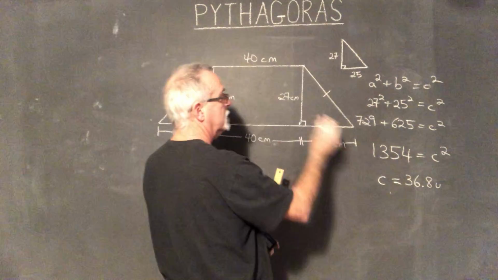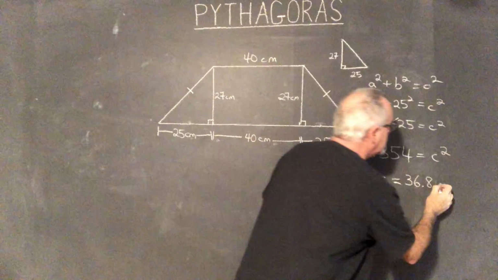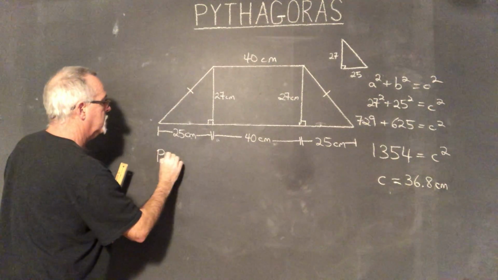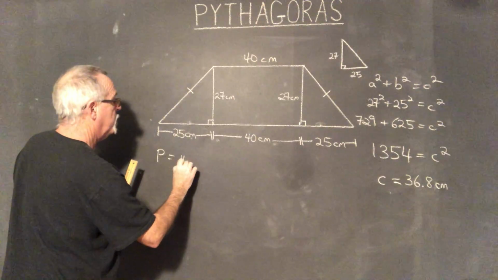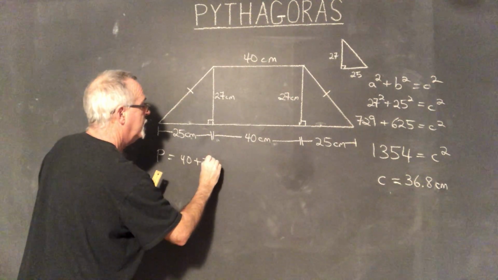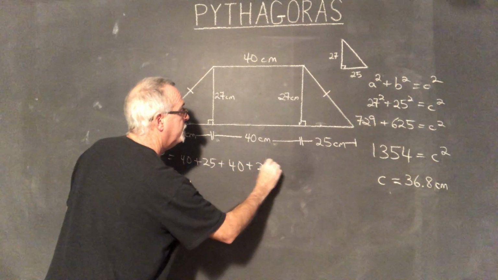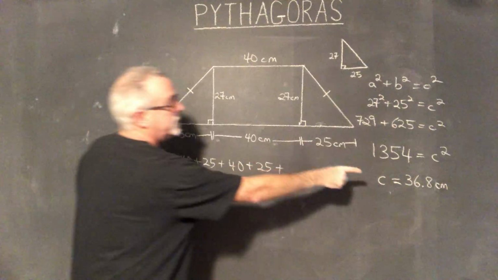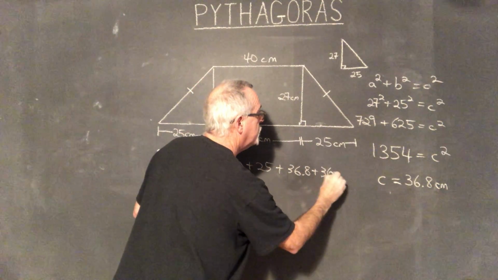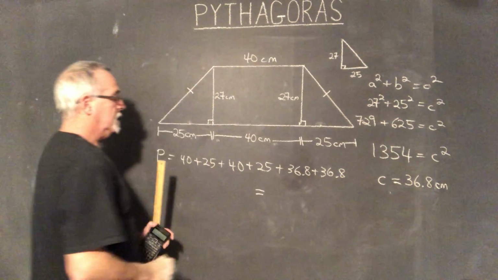Units. Oh no, it's not units. I don't want to use the word units because the unit was given in the problem, remember? So it's centimeters. Therefore, the perimeter of our trapezoid is going to be equal to 40 plus 25 plus 40 plus 25 plus 36.8 plus another 36.8. I didn't leave room for the equals. That's a lot of numbers.